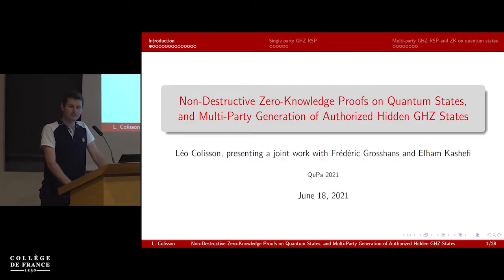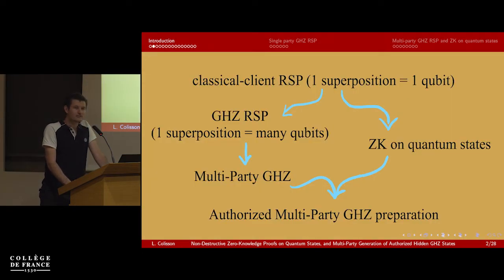I'm going to present joint work with Frédéric Magniez and LM Kachefi about non-destructive zero-knowledge proof on quantum state and multiparty generation of authorized hidden GZ state. So in this talk, I will present two orthogonal results, basically.